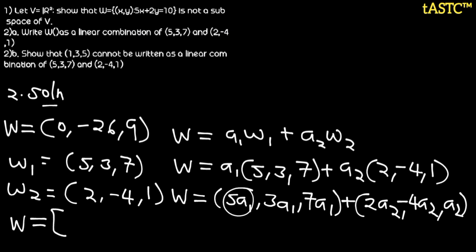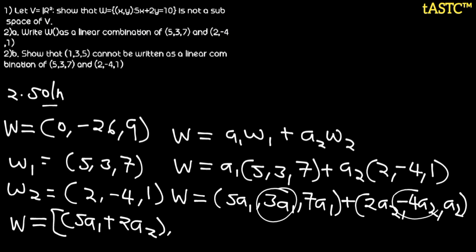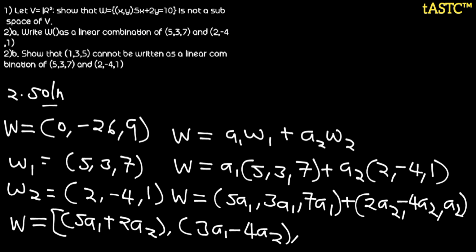So that will give us 5A1 plus 2A2. And then you're going to have a 3A1 plus a negative 4A2. So that is going to be a 3A1, and that will be a negative 4A2. And lastly, you actually have this plus this stuff. So that is 7A1 plus A2. So that is what you have over there.